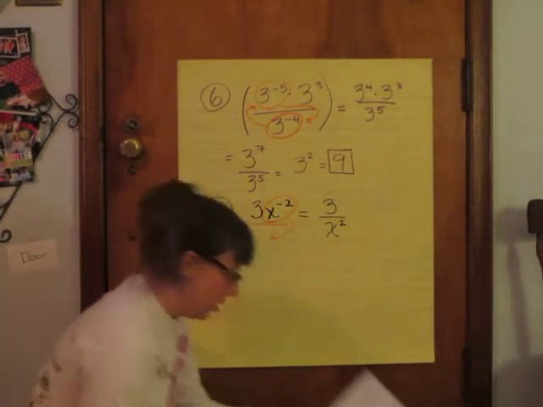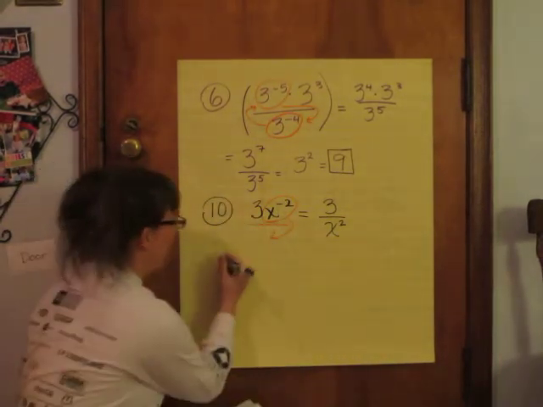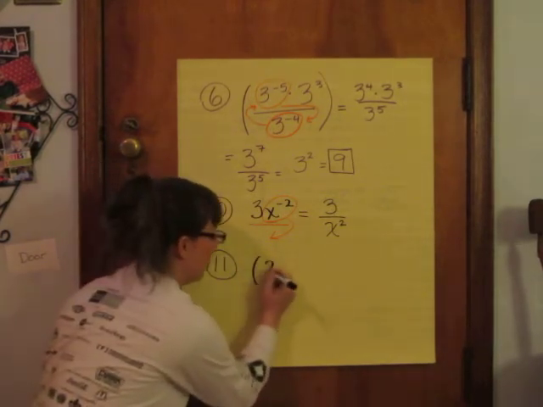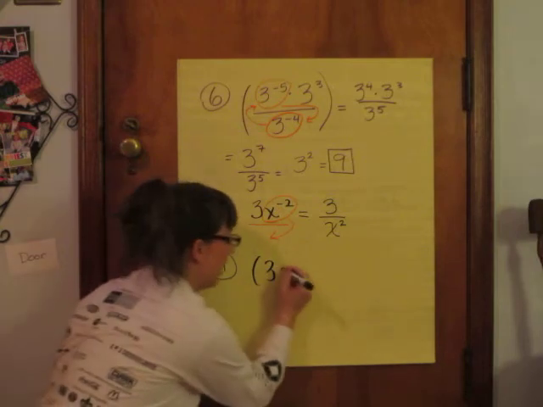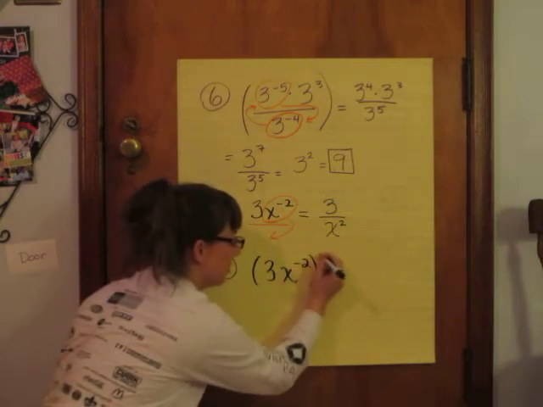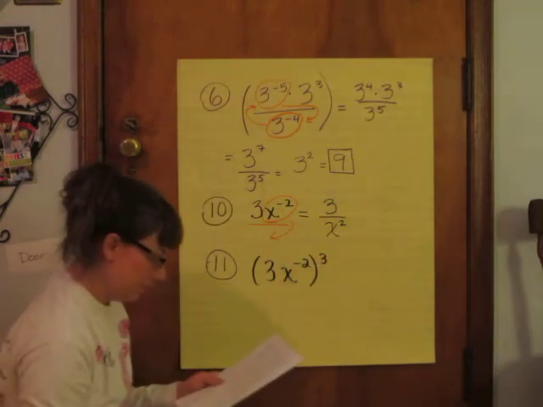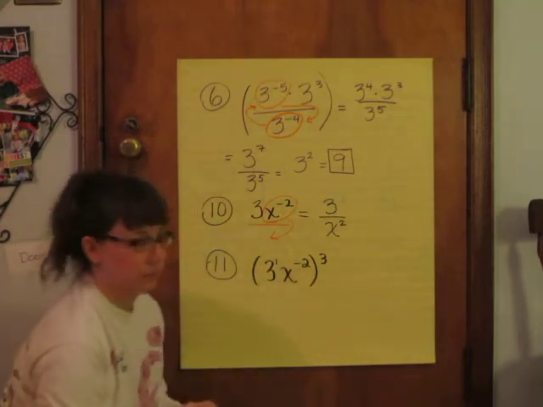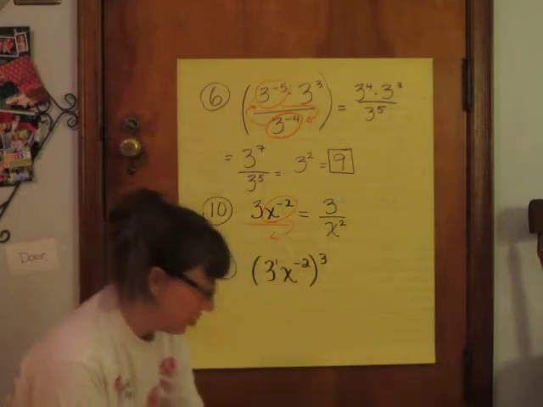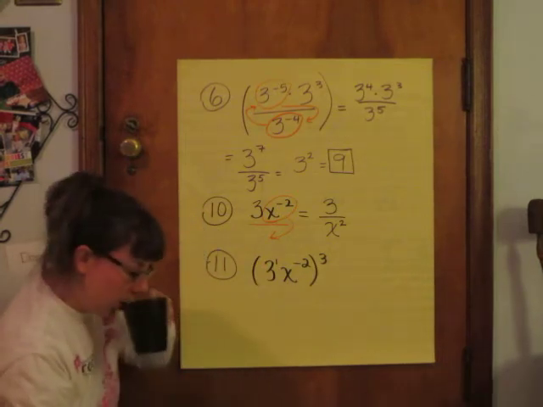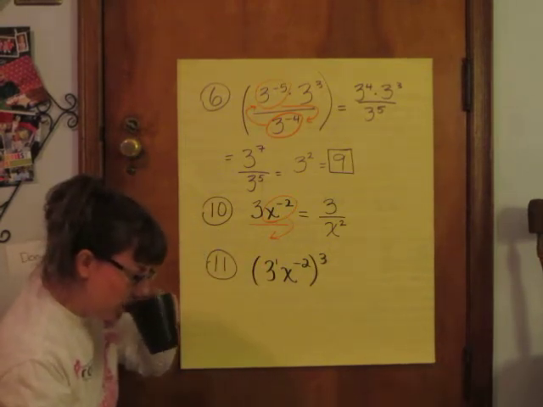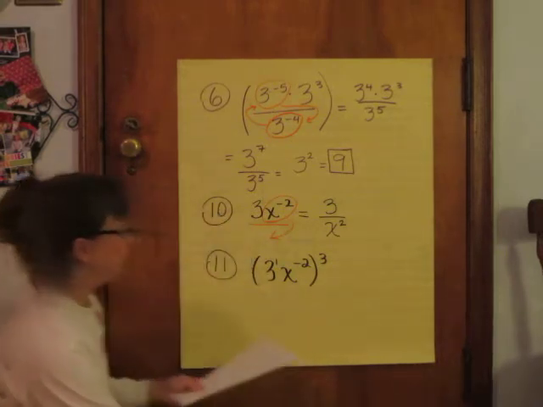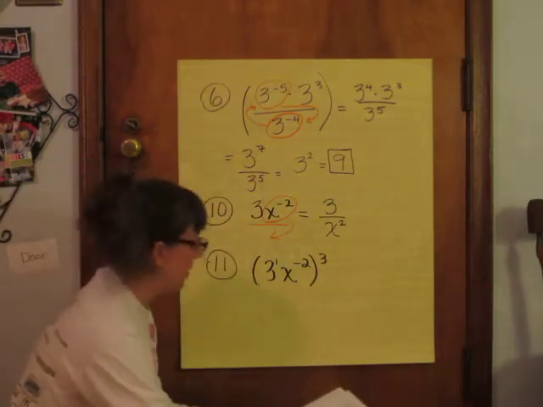Okay? Not too bad. All right, try number 11 on your own. This is 3x to the negative 2 cubed. And I will give you this hint. Remember, there's a 1 here. So I'll let you work on that for just about 10 seconds. Long enough for me to swill my coffee.